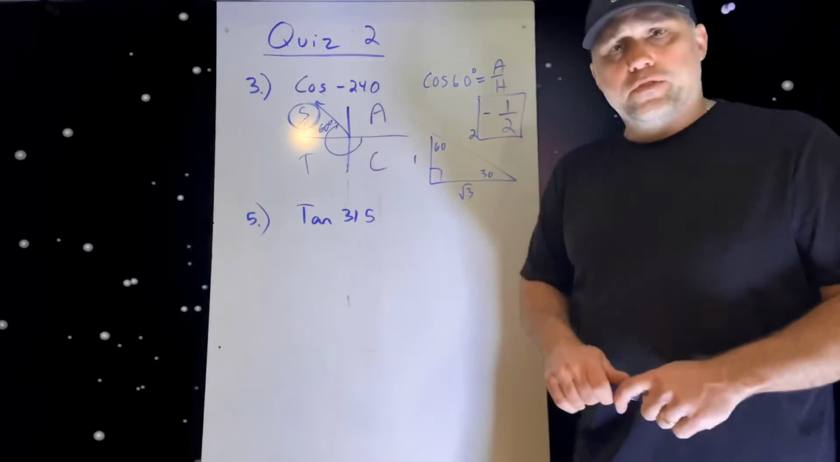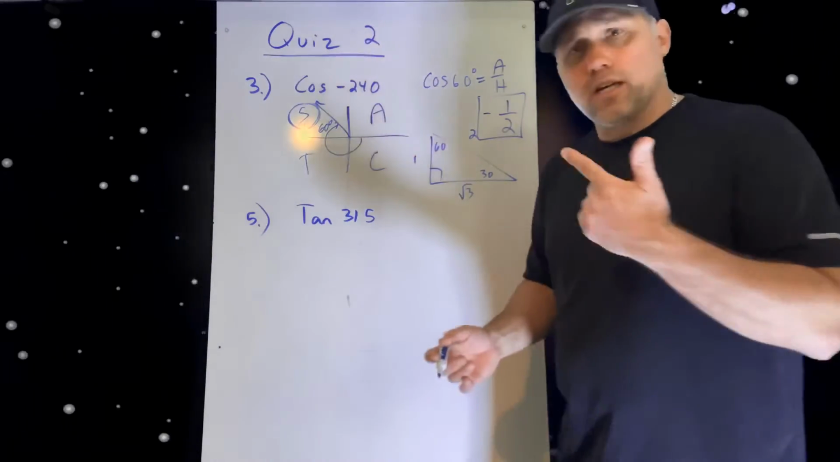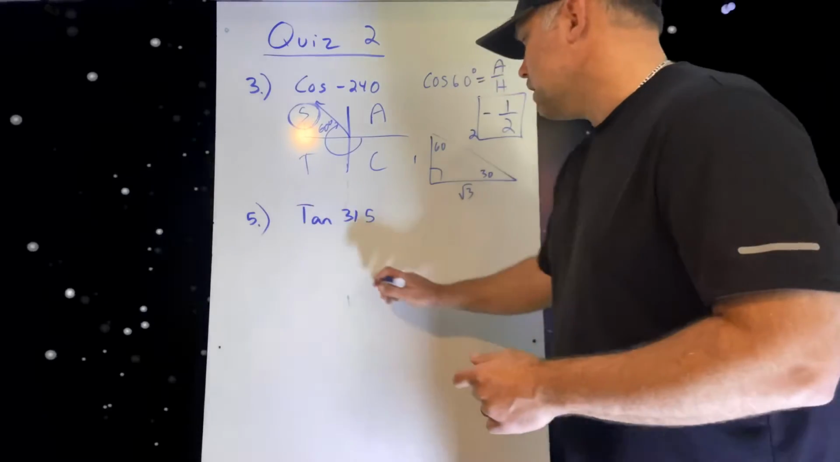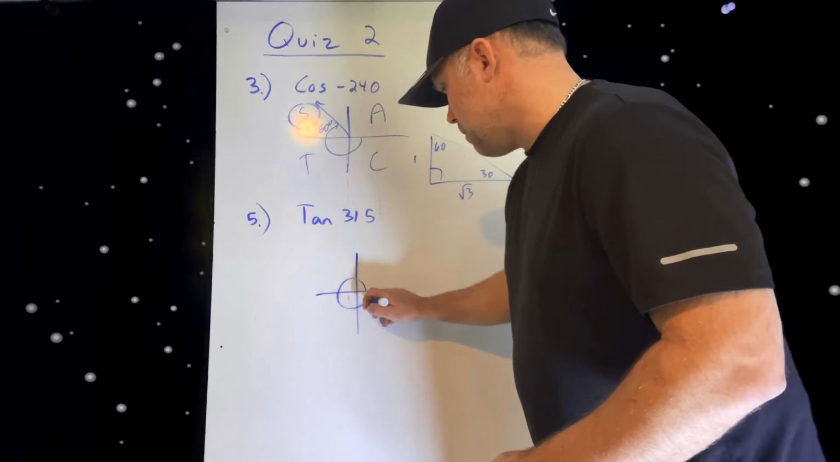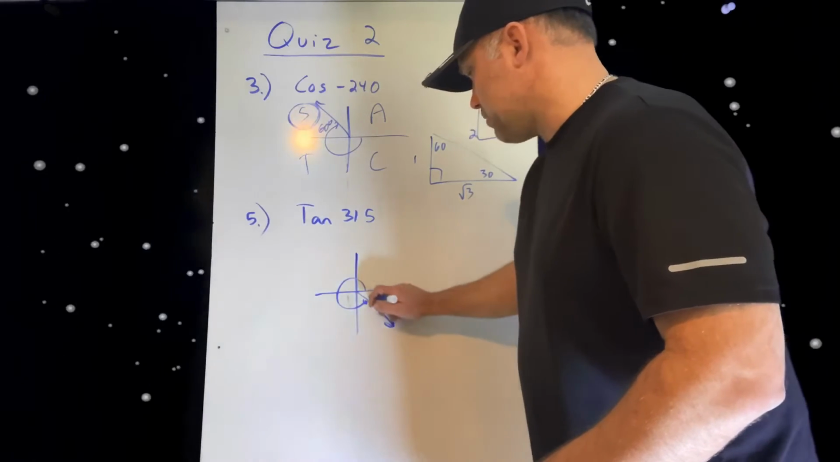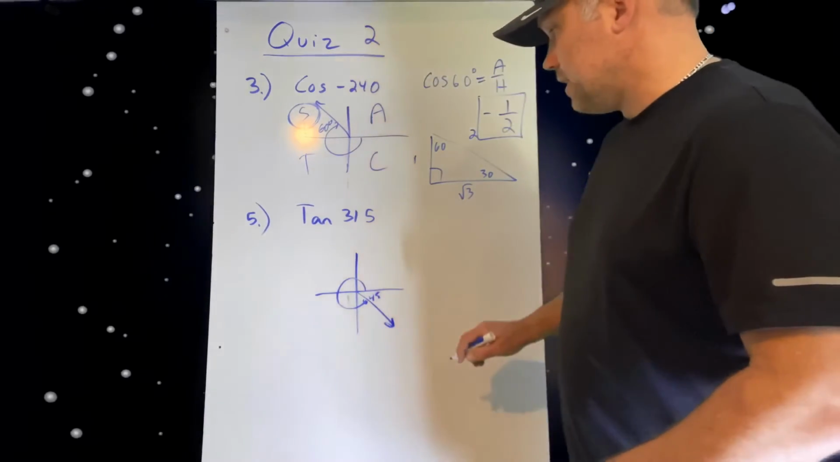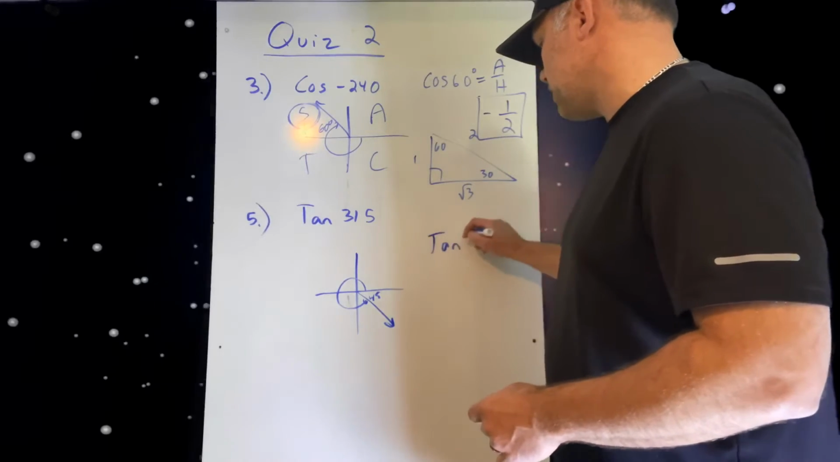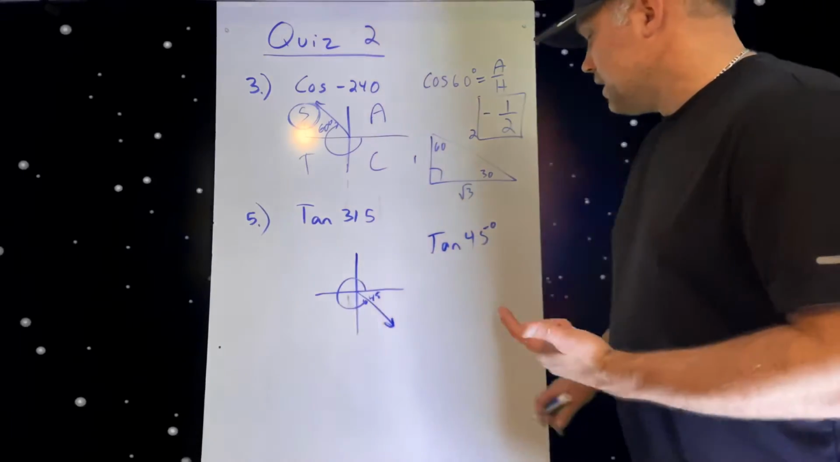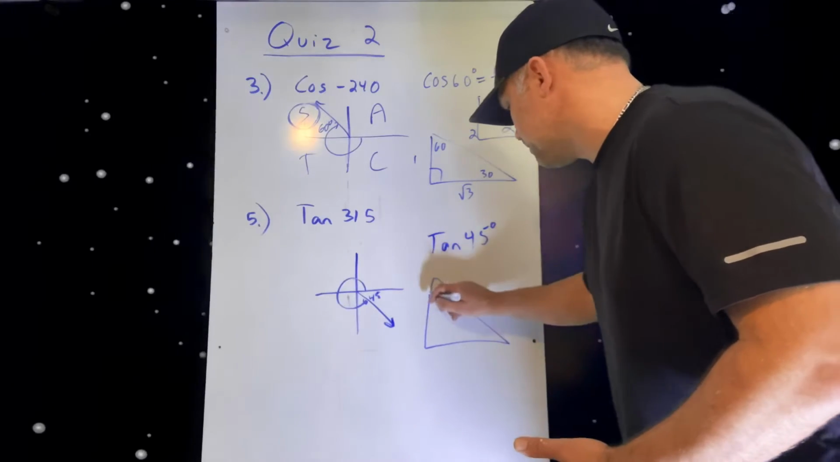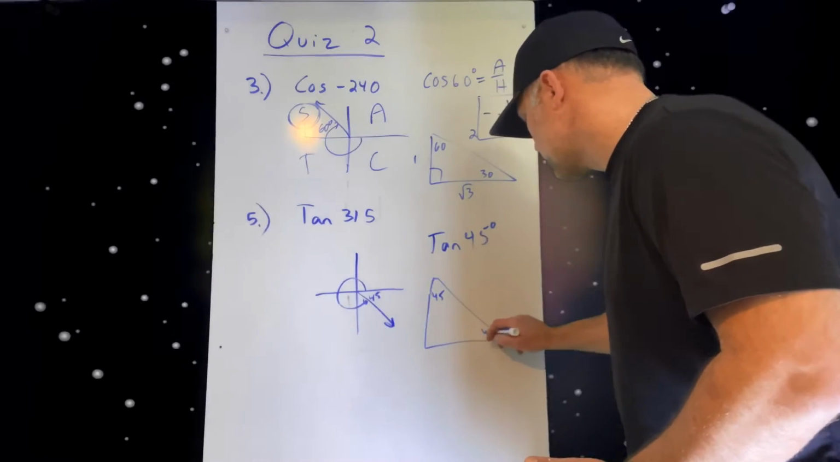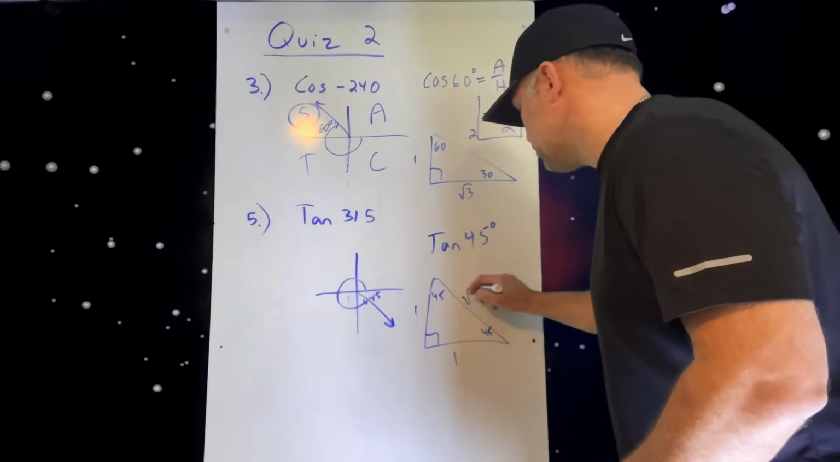Tangent of 315, I think it's the same issue as far as the quadrants go. 315 opens up, lands about right there, has a reference angle of 45 degrees. So I think the majority of you knew to change this to tangent of 45. The tangent of 45 comes from your 45, 45, 90 triangle: 1, 1, and root 2.